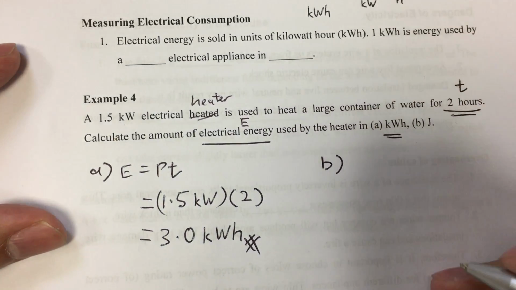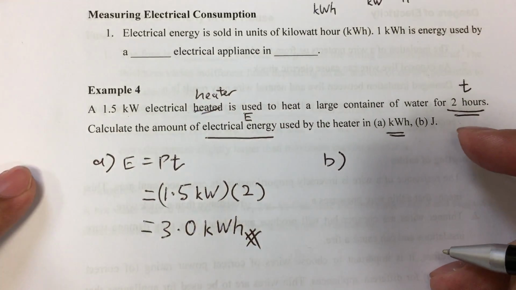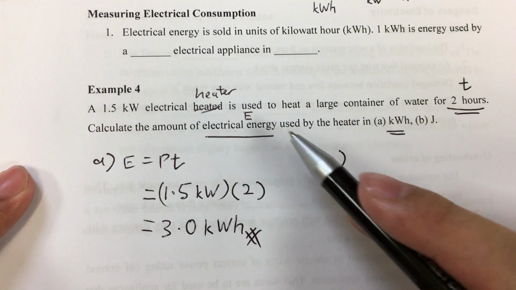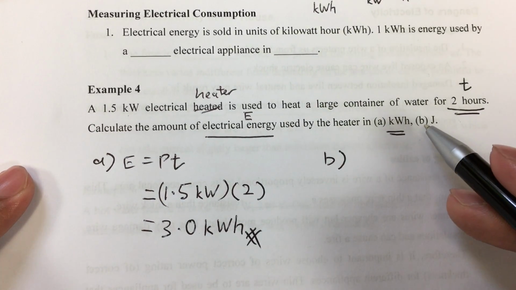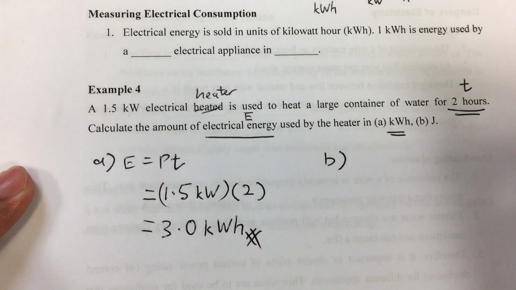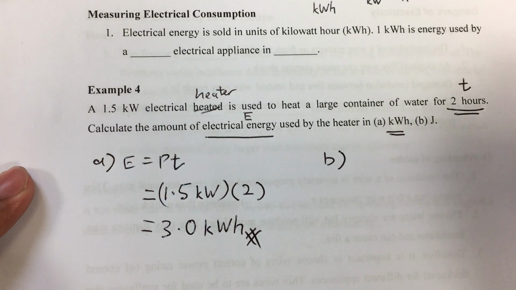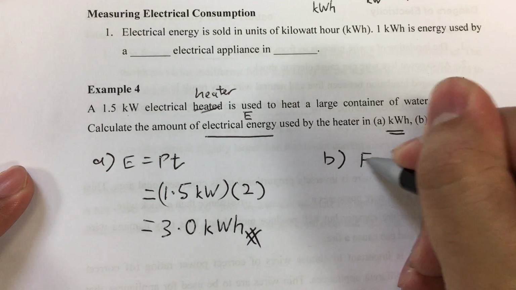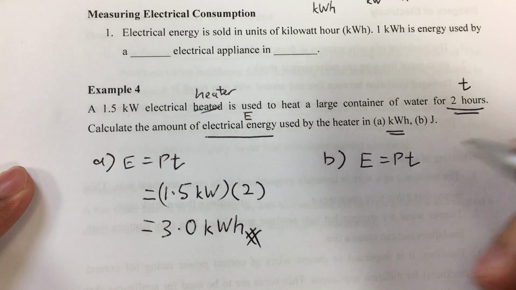Part B. You are required to find the answer for electrical energy in joules. What formula do we use? Yes, we still use the same formula. Energy is equal to power times time.